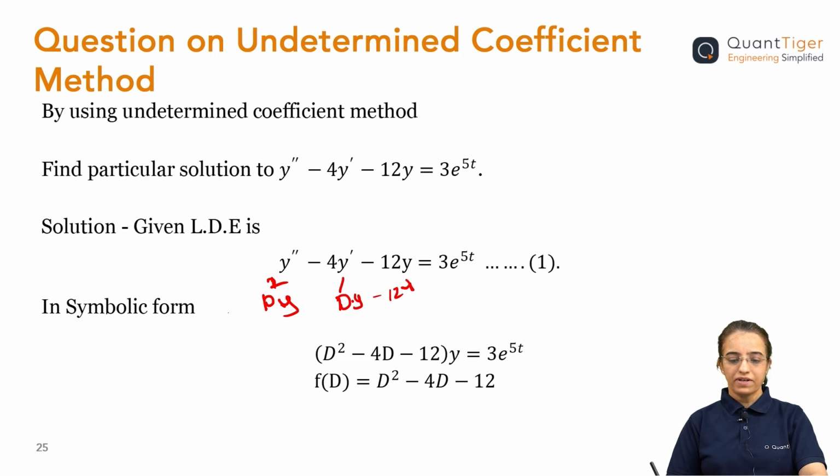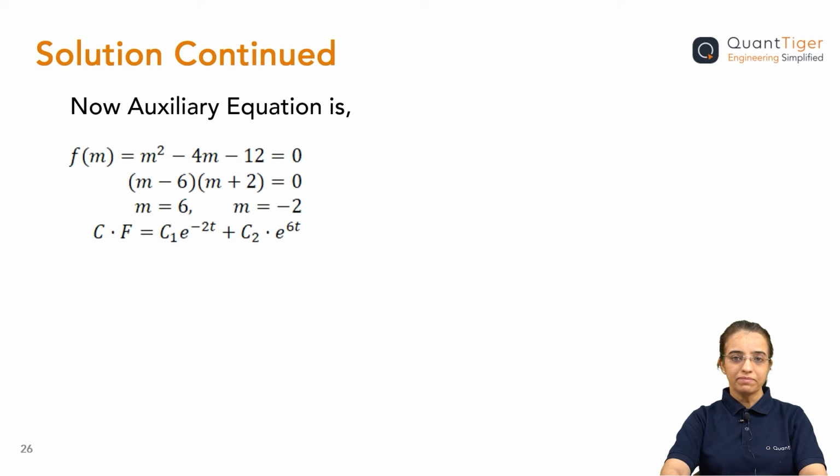So after taking y common, I will get this whole expression in the form of D. That is nothing but our f of D. So the whole expression in terms of D is f of D. Now the next step is quite easy. We have to convert that into the auxiliary equation. Instead of D we will be writing m in that equation.